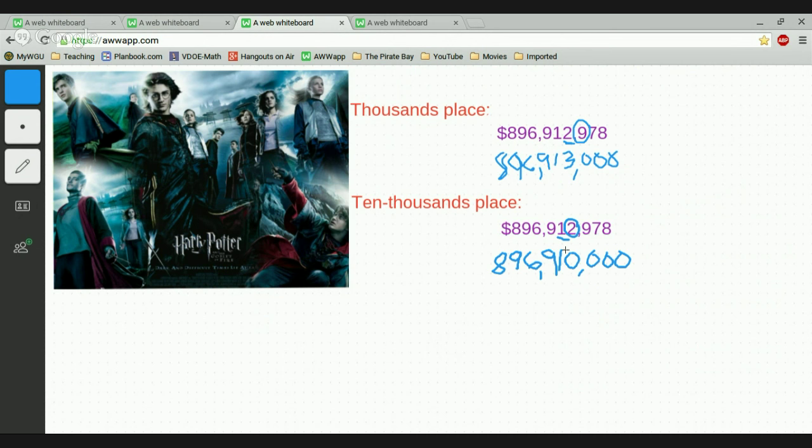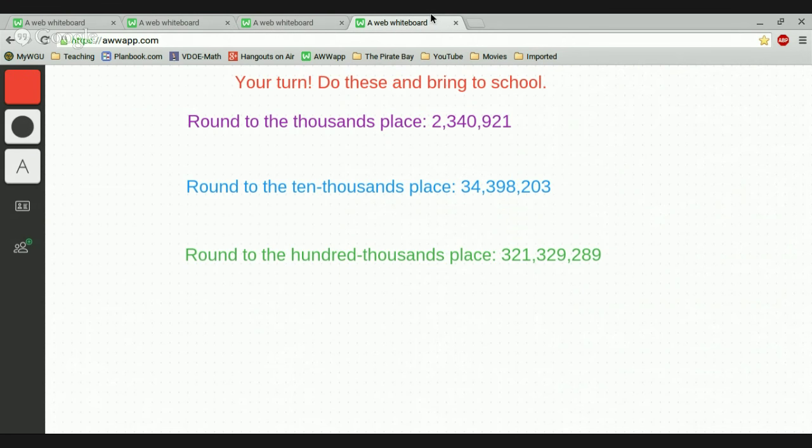So we rounded to all the different place values you'll need to round to for 4th grade, which brings us to our final problem. You'll have 3 problems to do and bring to school. First one you're going to round to the thousands place. Next one you're going to round to the 10,000s place. And finally you're going to round it to the 100,000s place. So good luck and do great because you guys are all great students.